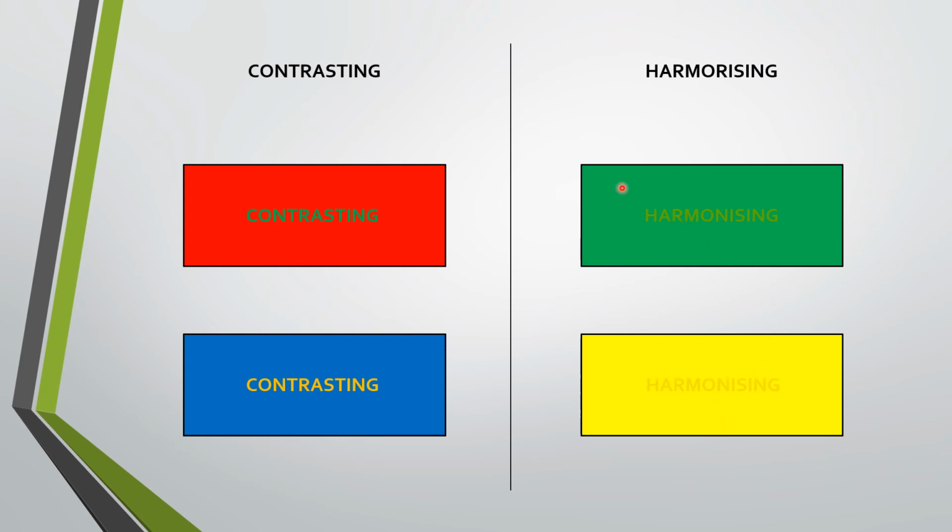So what we have is a green rectangle and yellow-green text, so two colours right next to each other in the colour wheel, and we have a yellow box as well as a yellow-orange piece of text here. Those two harmonise with one another and these two contrast with one another. So contrasting is opposite sides of the colour wheel, and harmonising is colours next to each other on the colour wheel.